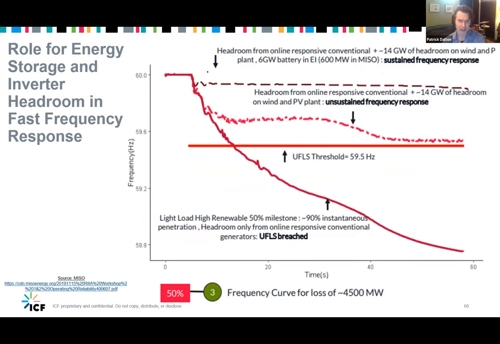What MISO looked at was that there were a couple of different technologies that could contribute to resolving this issue. The first could be introducing additional headroom into conventional generation and also wind and PV plants. Headroom is the concept of having the ability to increase active power output, so reserving some level of active power output. The other means was a fairly large amount of energy storage. Through the combination of those technologies, it was found that the frequency event could be handled, avoiding dipping below that under-frequency load shed threshold.